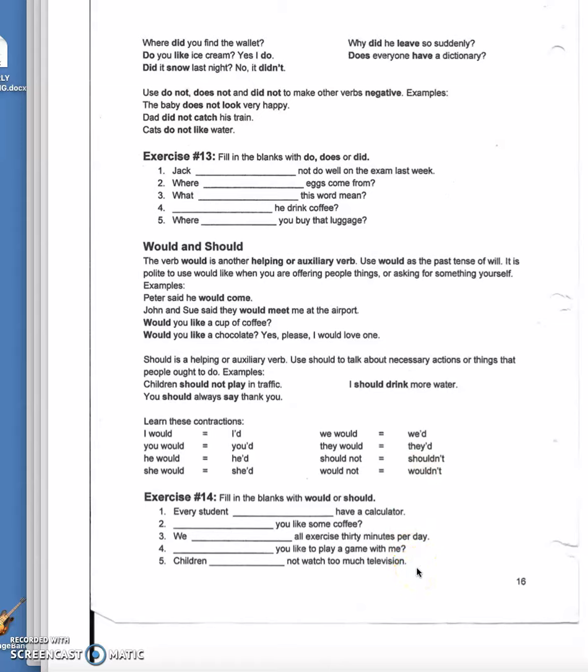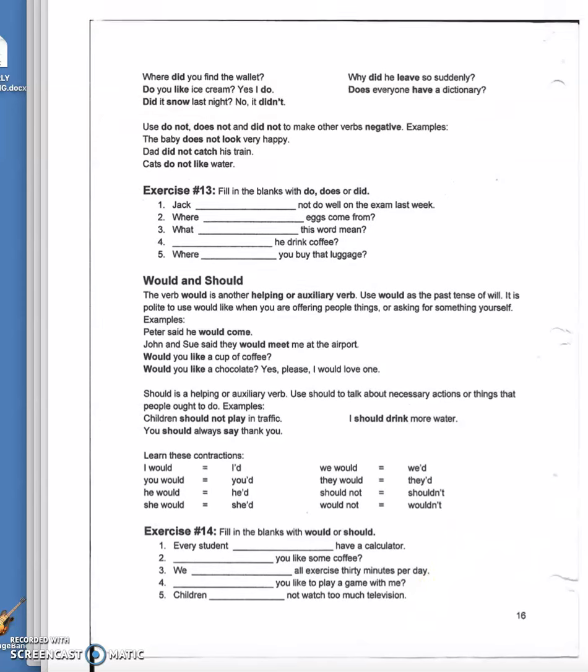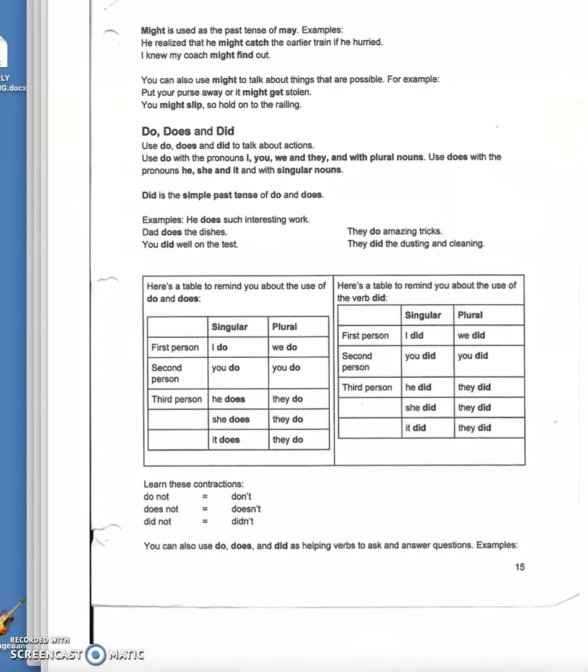Great. So I hope that makes it easier to understand when you would use would and should, and when you would use either do, does, and did.